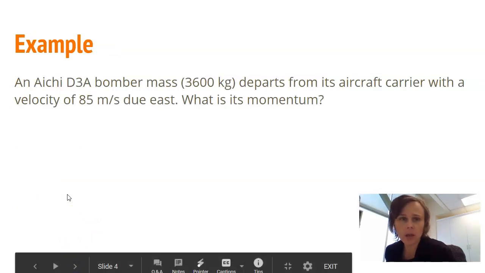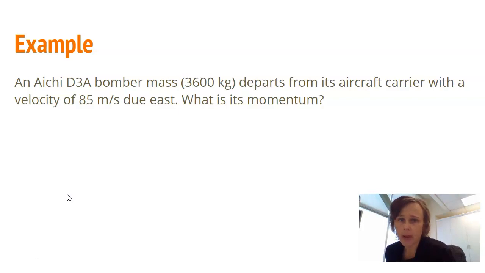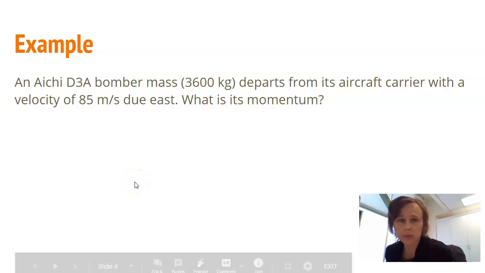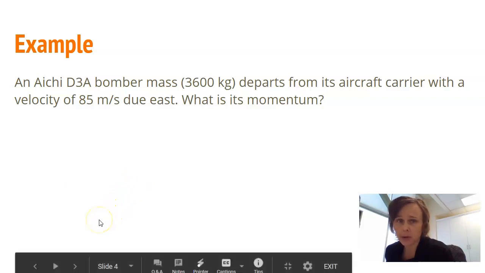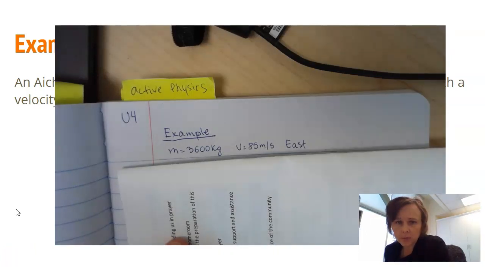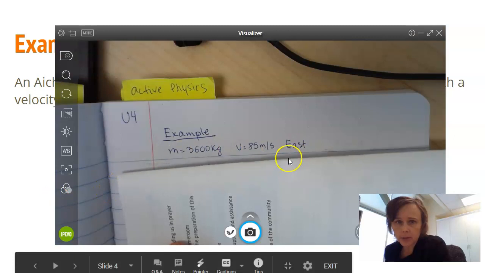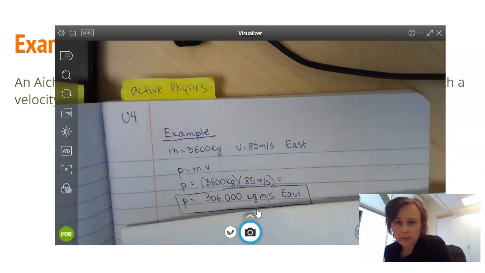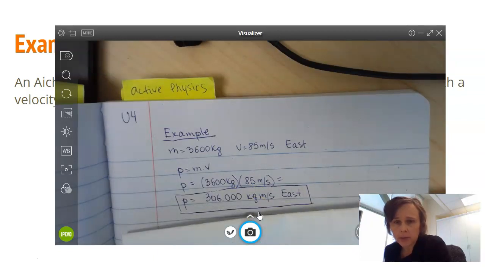Let's look at this example. A bomber of mass 3,600 kilograms departs from its aircraft carrier with a velocity of 85 meters per second due east. What is its momentum? In this example, we write down our variables, mass, velocity, and direction. Then we write the formula for momentum, mass times velocity, and we multiply the values and we calculate that momentum is 306,000 kilograms times meter per second, and it has a direction because it's a vector.